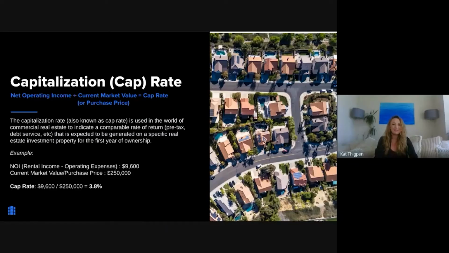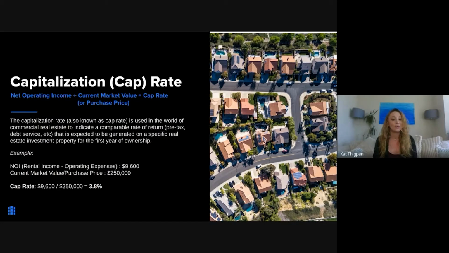Okay, so up next we have capitalization rate, which most people know as cap rate. The basic calculation for this is net operating income, NOI, like we discussed earlier, divided by the current market value or the purchase price, depending on where you're at in the transaction. That equals the cap rate.